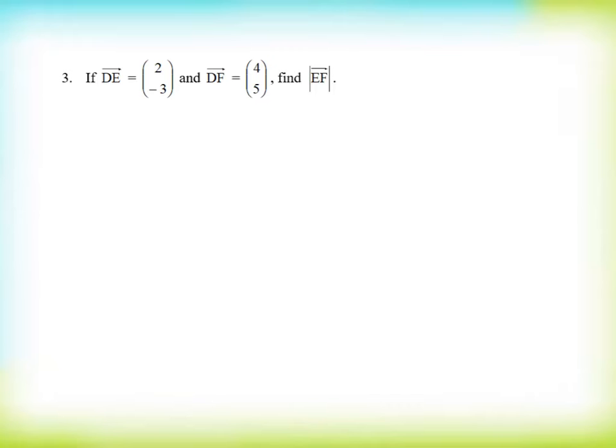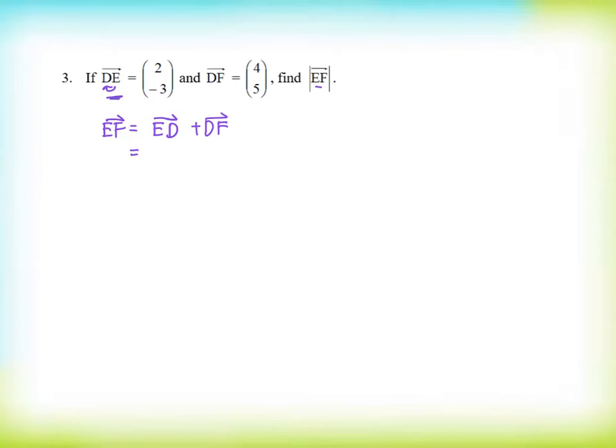Now, how do we answer this type of question? Given that DE is (2, -3) and DF is (4, 5), find the magnitude of EF. That means we'll need to first find the vector EF. How do we find it? Starting at E, where can I connect to? E can connect us to the point D, and then from D, we are going to move to F.